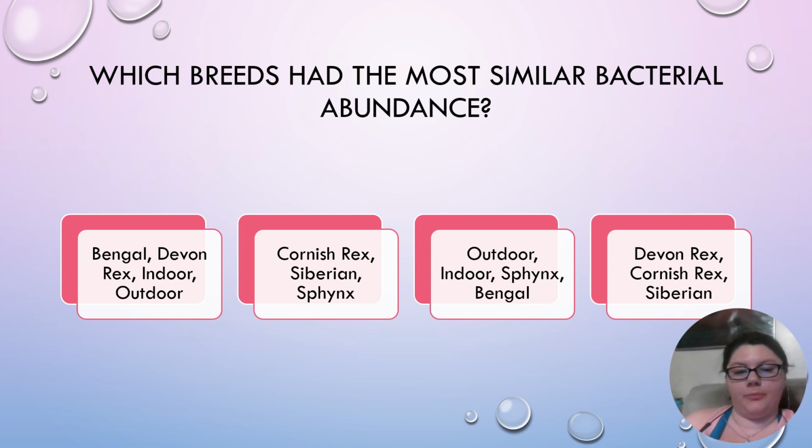Okay, which breeds had the most similar bacterial abundance? So this is just give or take. It doesn't have to be exact. The most similar that I saw were the outdoor, indoor, Sphinx and Bengal. They had the most similar ones to each other. Yeah, the Rexes did not have very similar ones at all. And then the Siberian also did not have very similar ones to the rest of them as well.